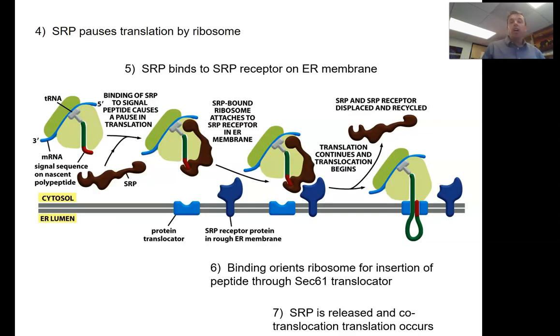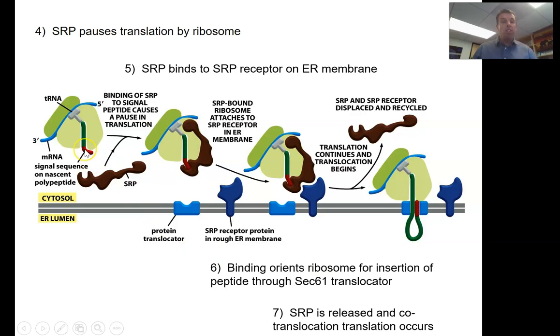So my question for you now is, what three things does the SRP protein have to bind to? And I call it a protein, but remember it has some RNA in it, but I'm going to, just for ease's sake, call it a protein. But what three things does the SRP have to bind to in order to work?